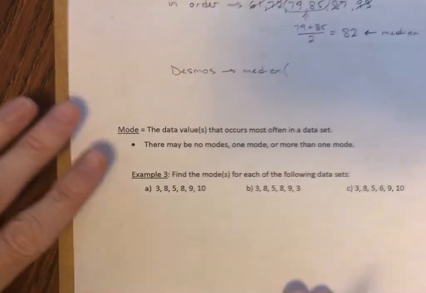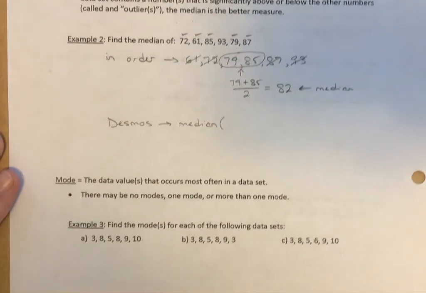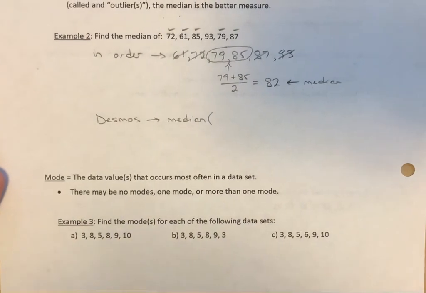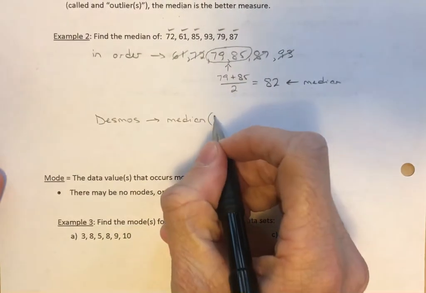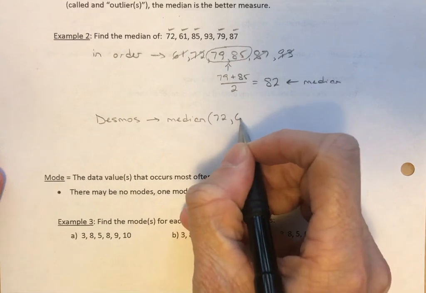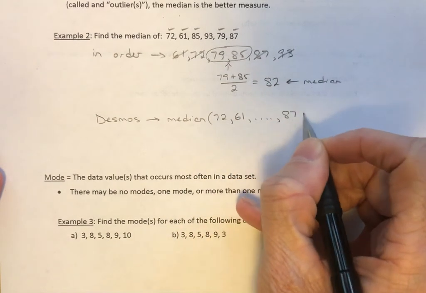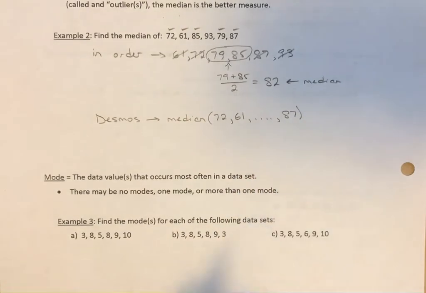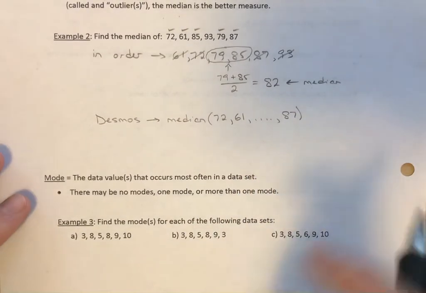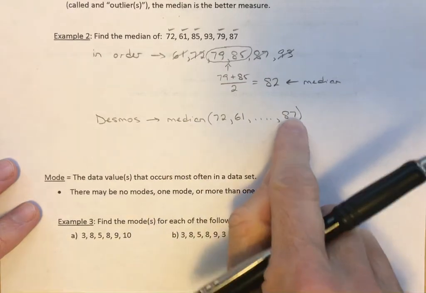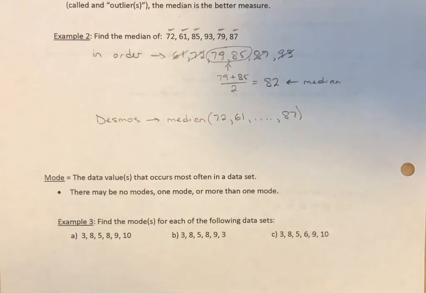How nice is that? Let's come back to here, and we'll make a note of what we did there. We simply used Desmos, and we just put these in the order in which they were given to us. We didn't have to put them in order from least to greatest. Desmos took care of that for us, and we still came up with a median of 82, as you saw.